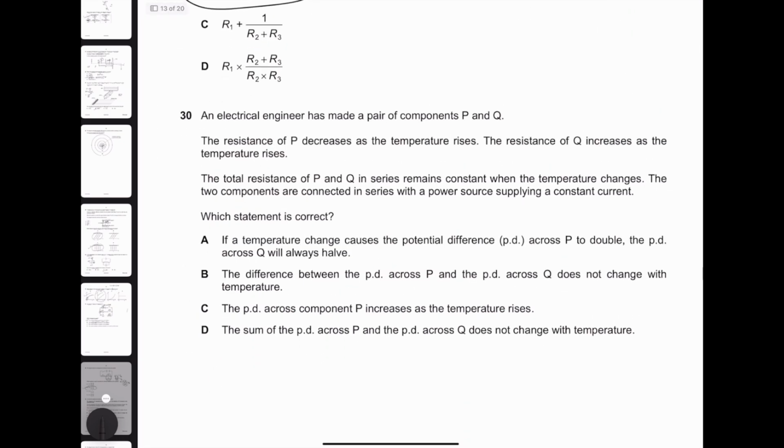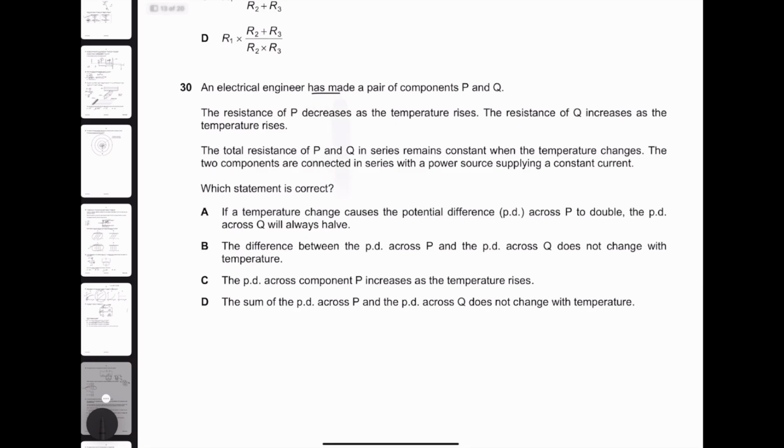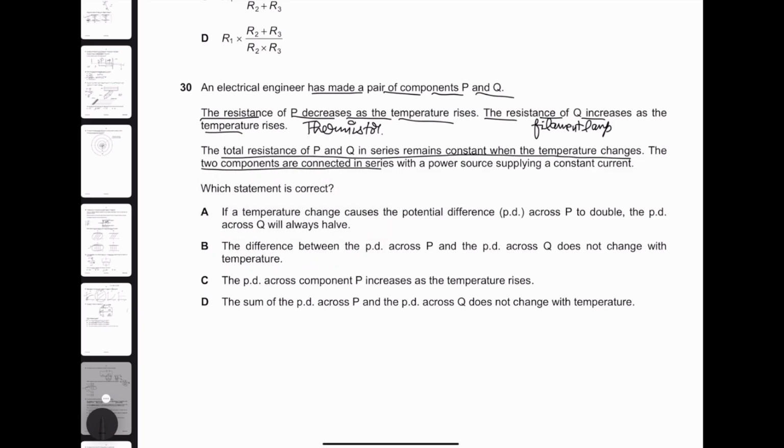Next question. An electrical engineer has made a pair of components P and Q. The resistance of P decreases as the temperature rises, so this is a thermistor. The resistance of Q increases as the temperature rises, so this might be your filament lamp, let's say. The total resistance stays constant when the temperature changes, all right. And the two components are connected in series. So this is a point to be noted: in series, voltage splits across the components.